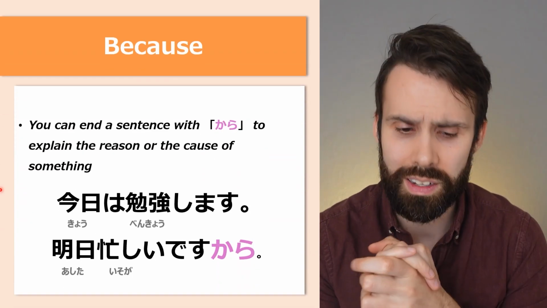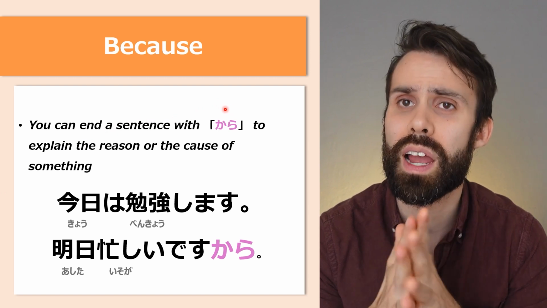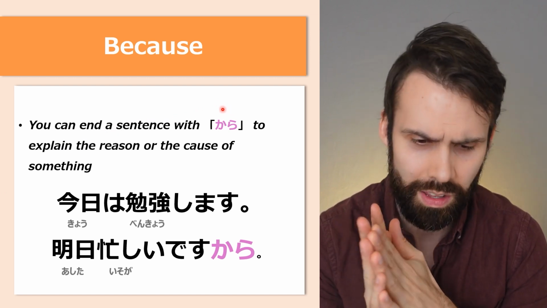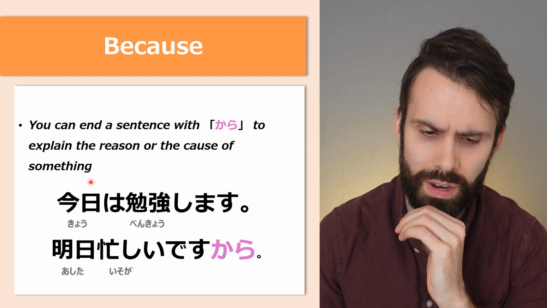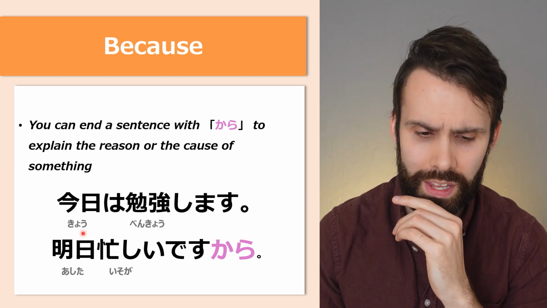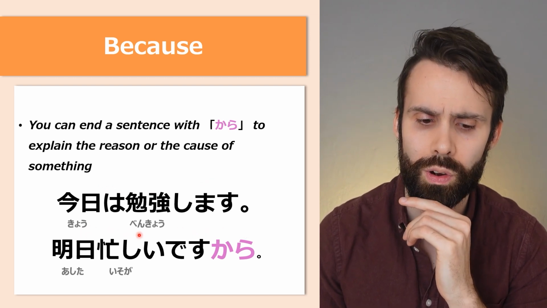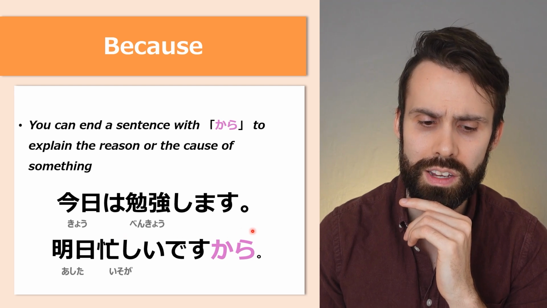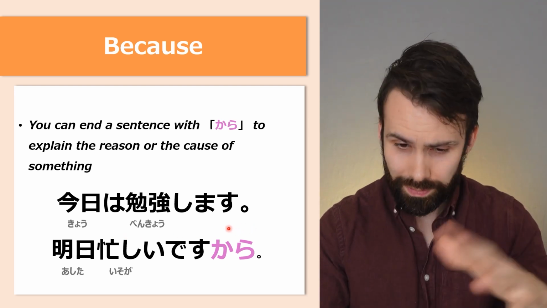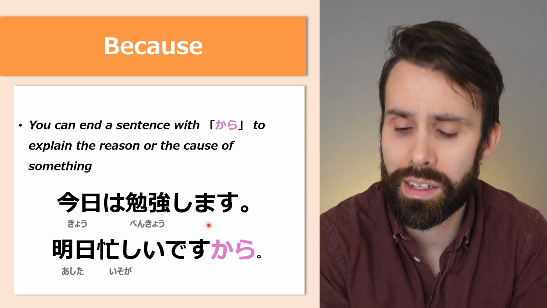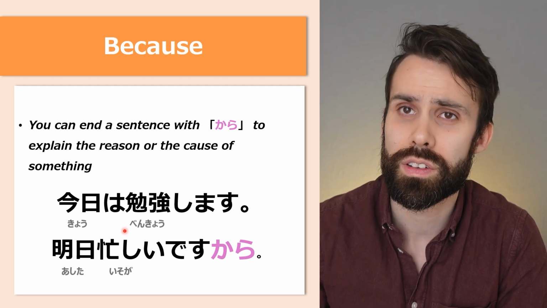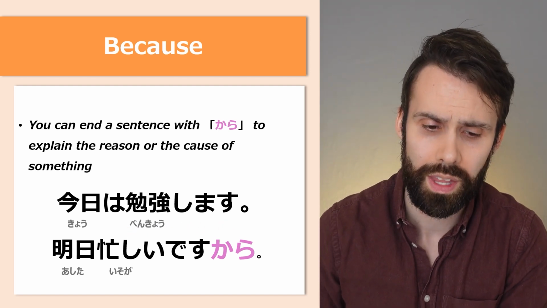Then we have because. So you can end a sentence with から to explain the reason or the cause of something. So, 今日は勉強します. So I will study today. 明日忙しいですから. Because tomorrow is busy. 明日忙しいですから. So this から is explaining the reason. So it's because tomorrow is busy or I'm busy tomorrow.